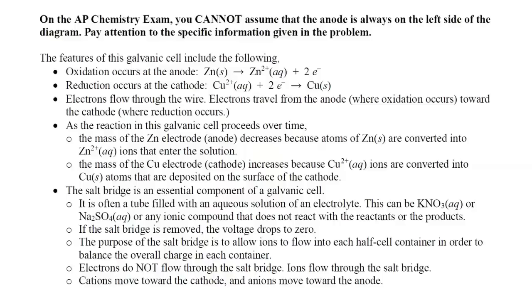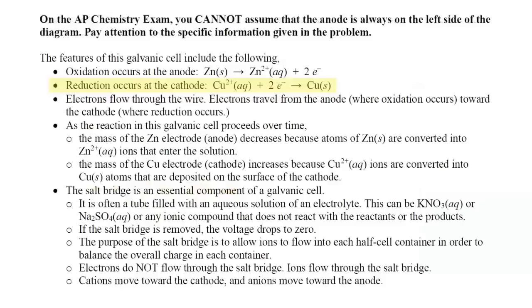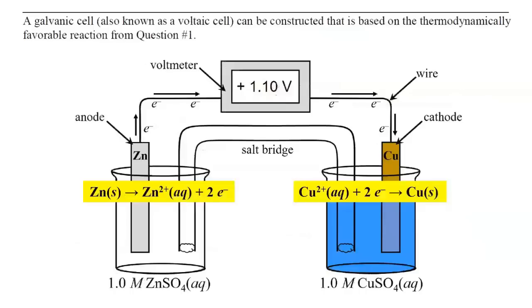So the features of this galvanic cell include the following. Oxidation occurs at the anode. So at the anode, zinc is losing electrons. It's being oxidized from 0 to +2. Reduction occurs at the cathode. So in this galvanic cell, copper ions are gaining electrons and copper is being reduced from +2 to 0.